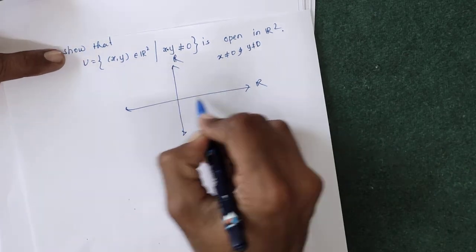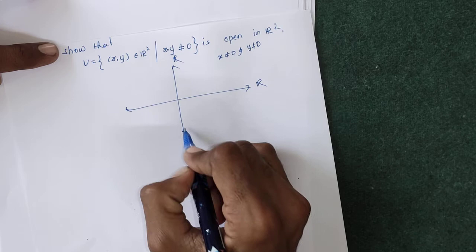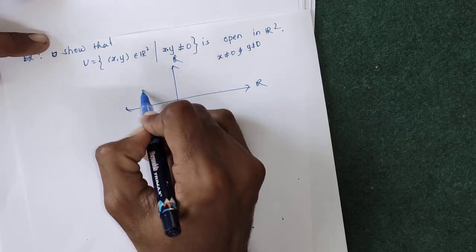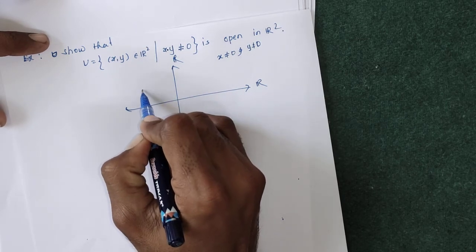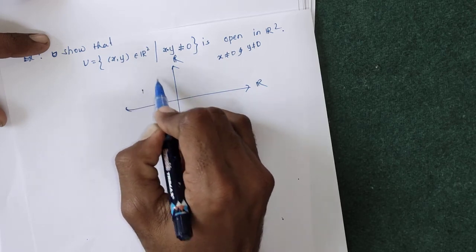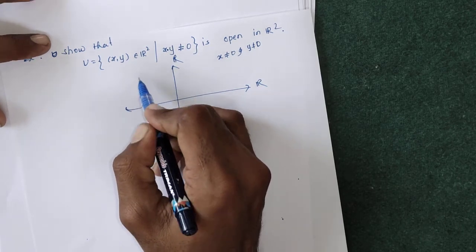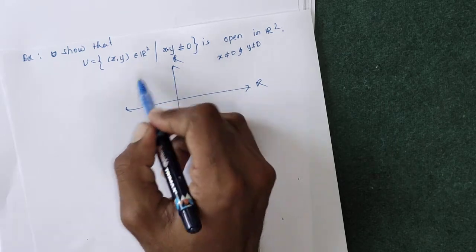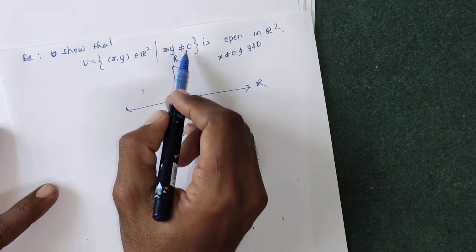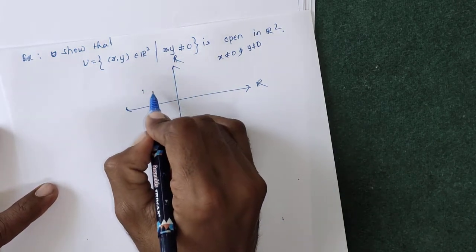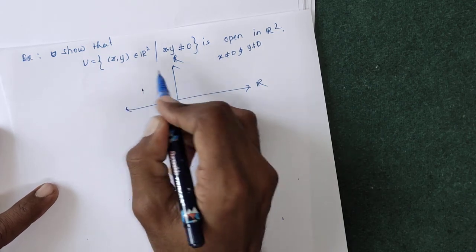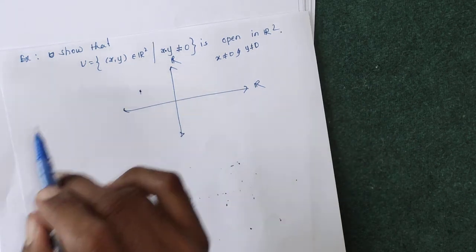Except for these two coordinate axes, the remaining part is the given set, and we know that for any point, if we take the minimum of the distance, suppose, between it and the x axis and y axis, and draw the open sphere with this radius, that open sphere lies inside U, and U is an open set. So to prove that x times y non-zero is an open set, we choose the radius as the minimum of the distance between the x coordinate and y coordinate, and drawing that open sphere we can clearly say that U is an open set.